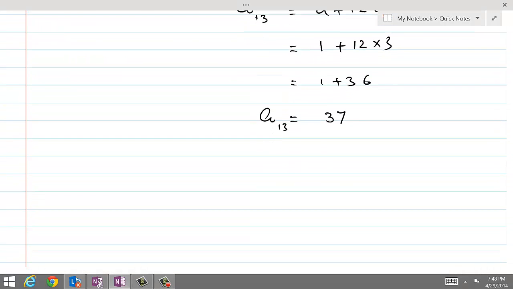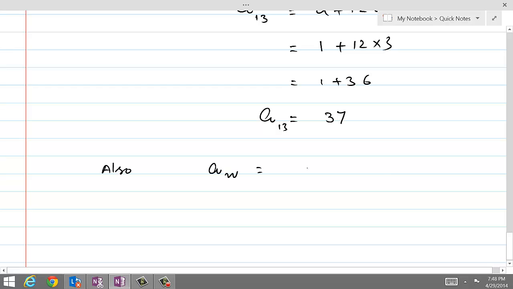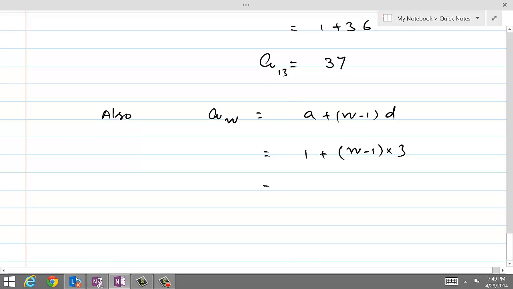And if we are required to find the nth term as well, AN is equal to A plus n minus 1 into d. This means 1 plus n minus 1 into d, which is 3. Therefore, this will be equal to 1 plus 3n minus 3, which is equal to 3n minus 2. This is the nth term.